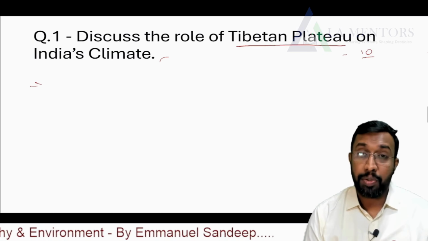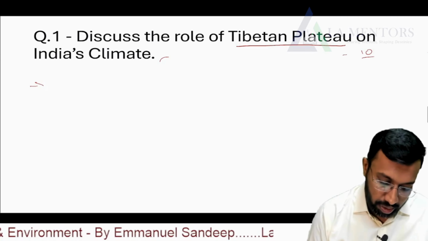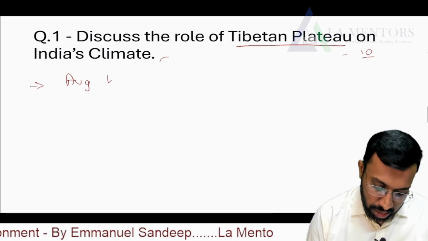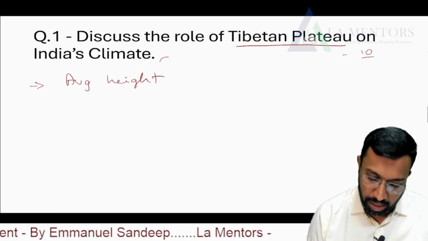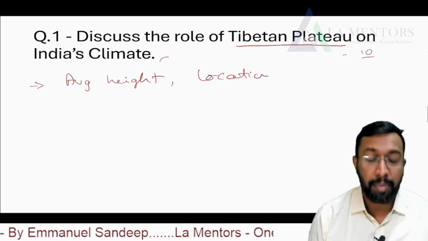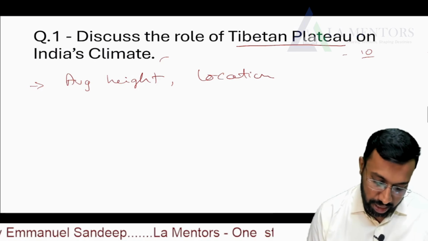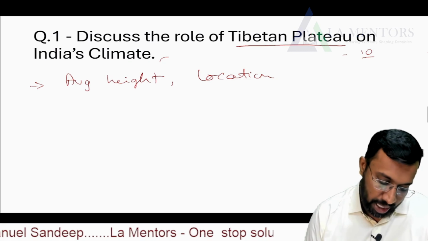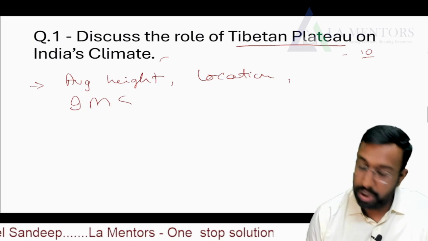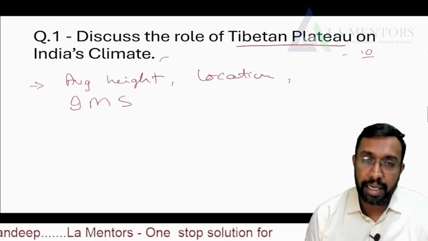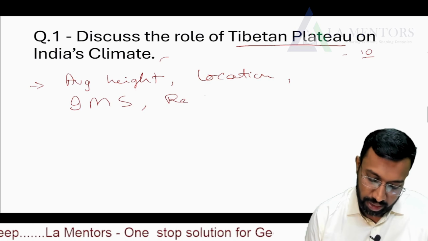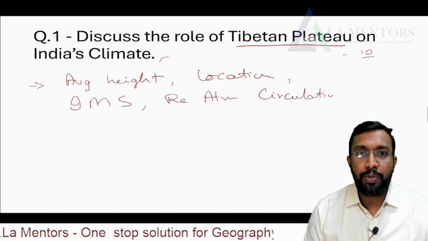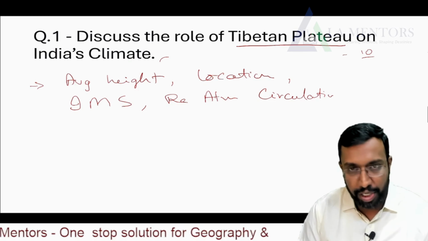Now moving further into the body part. So in your intro, the major keywords will be the average height, the location of this Tibetan Plateau, and you also say that the Tibetan Plateau's role in India's climate is, one, it is impacting your Indian monsoon system, as well as it is also impacting your regional atmospheric circulations. So these are your keywords which you can put in your intro for about 40 to 50 words.